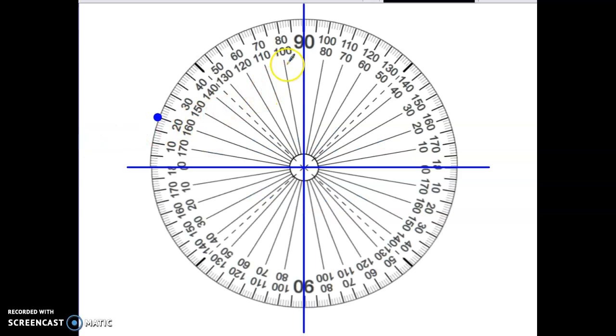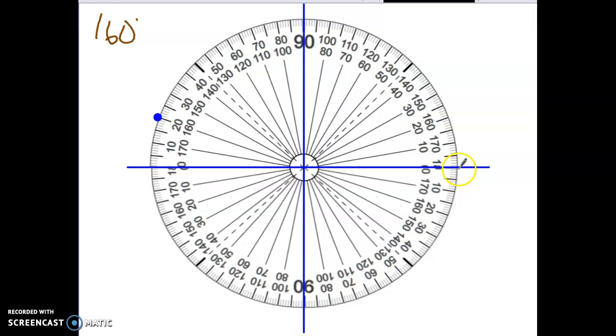So let's look at this one. I have my two protractors there. And if I start here on the positive part of the x-axis, that's where my initial side is going to be, and I go around the circle, I'm going to end up at 160 degrees. So the angle measurement that I'm looking at here is 160 degrees. But it turns out there's also an infinite number of other angles that end up in that same place.